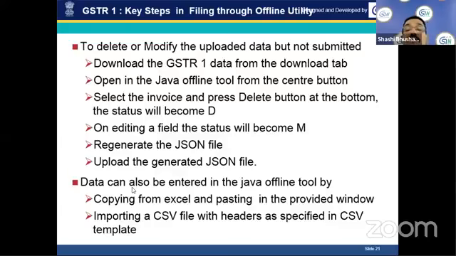Now, another way in which you can do it: if you know very well that the data you have uploaded for a particular invoice number is wrong, you can upload the correct data again for that invoice number. And what the system does is it overrides the earlier data. So when you upload the same invoice number data fresh with the correct values, the earlier wrong values will get overwritten and you will have correct data in your return.